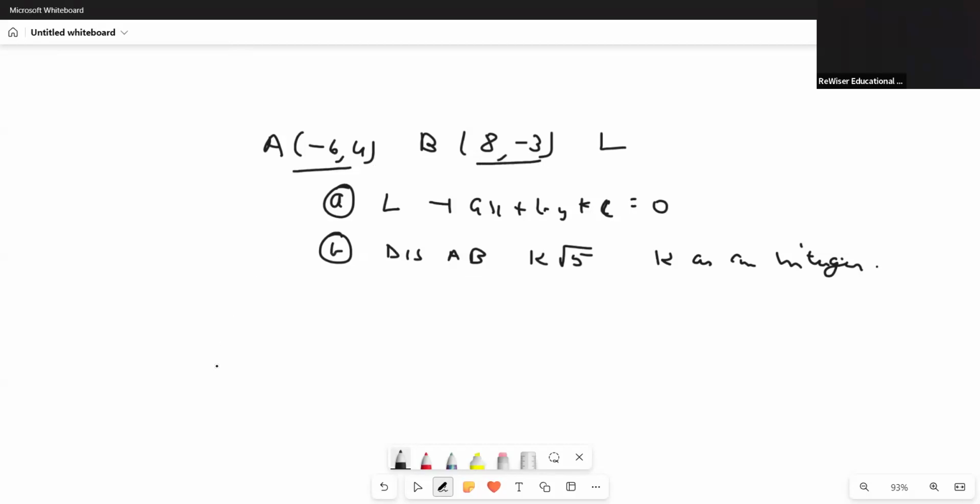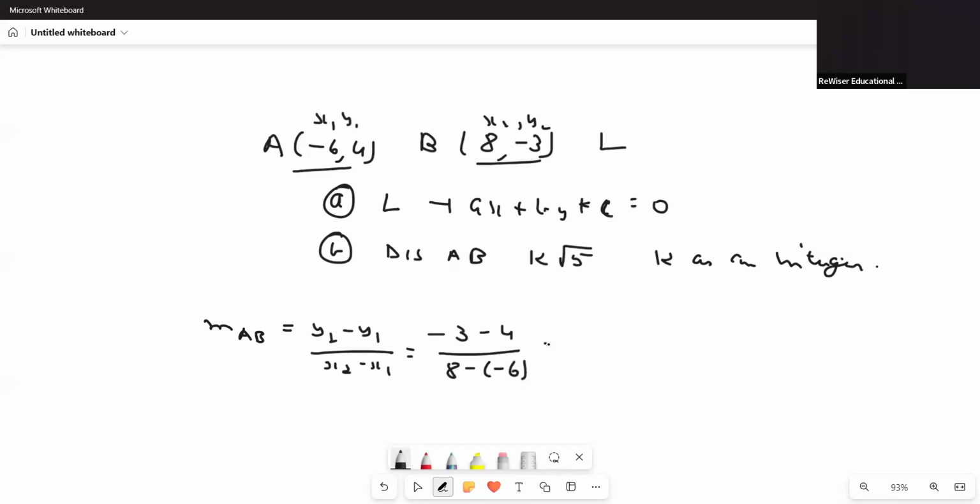Let's do the first one, right? So first of all, we'll get the gradient of AB, right? So I can write x1, y1 and x2, y2, right? So the gradient formula, y2 minus y1 over x2 minus x1, right? So that means minus 3 minus 4, right? And that should be 8 minus of minus 6, right? So that's minus 7 and that's 14. So the gradient is minus half, right?